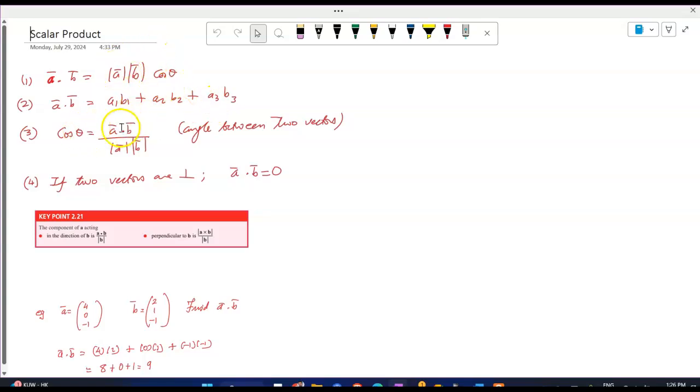This is used to find the angle between two vectors. Obviously you make cos theta the subject. So whenever you find the angle between two vectors, you have to think of this formula: cos theta is equal to A dot B upon magnitude of A, magnitude of B. That gives you the angle between two vectors.